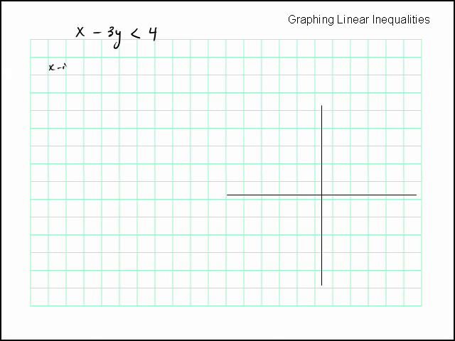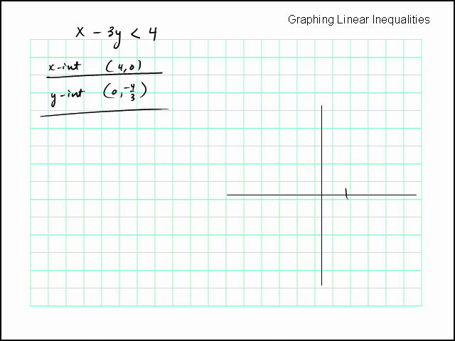The x-intercept, if this were an equation, would be at (4, 0). And the y-intercept, if I set x to 0 and solve for y, what do we get? (0, negative 4/3). Okay, so those are my x and y-intercepts.